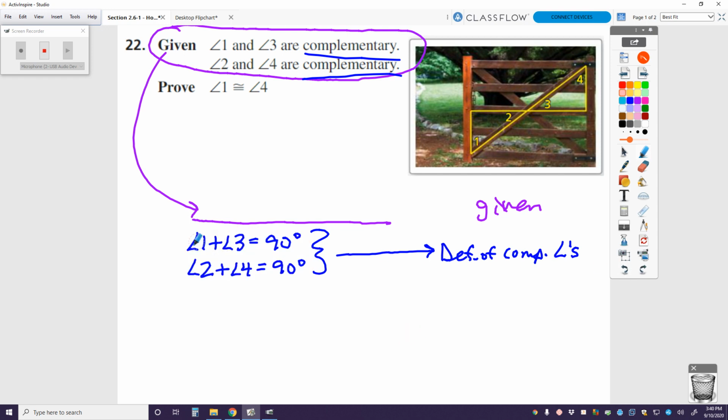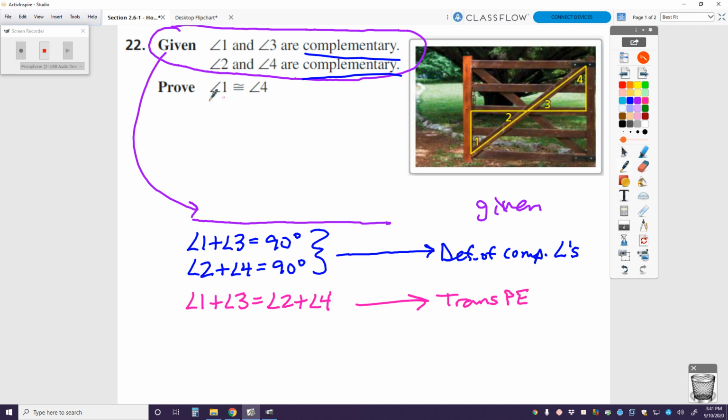And so since angles 1 and 3 add up to be 90, and 90 is also equivalent to angles 2 and 4, then I could use a particular property that you're going to start seeing a lot more, the transitive property. Right? The equals 90 is our connector there to really say that angles 1 and 3 added together, well, it's the same amount as if I had added angles 2 and 4, right? Because they both are equal to 90. So there is the transitive property of equality.